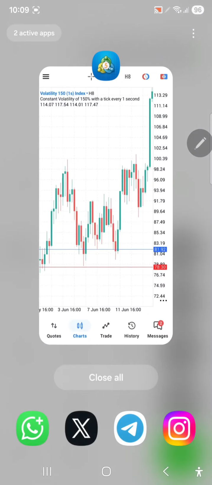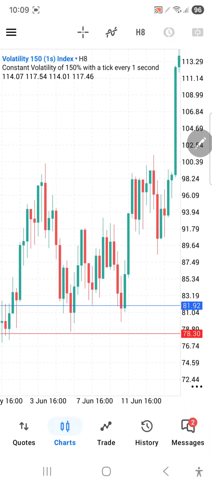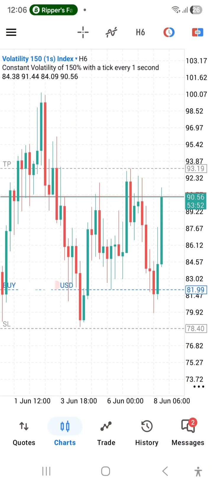I am my student on Volatility 150. The trade on 151x was a 1:3 risk-to-reward. This was when the trade hit final profit. You can see it here.